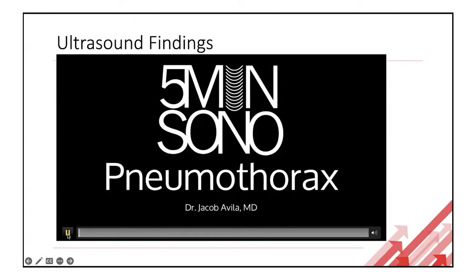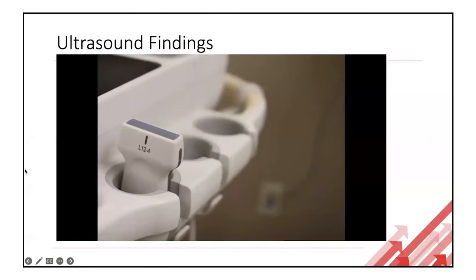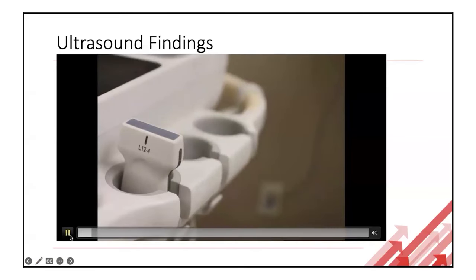Hello, everyone. I'm Jacob Avila of 5 Minute Sono, and this is how you scan a pneumothorax. First, we're going to talk about which probe you should use for this examination. Your go-to probe should be the linear probe. This probe is great for superficial structures and will give you really good resolution of the pleural line.